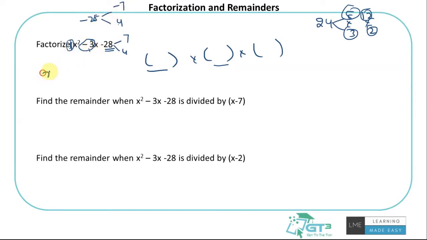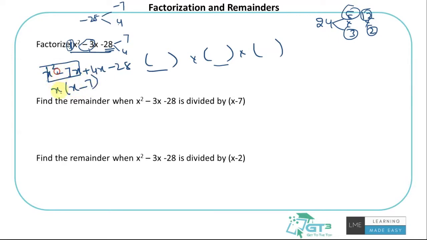So basically I can write this as x square minus 7x plus 4x minus 28. What is minus 7x plus 4x? It's minus 3x. So x square minus 7x plus 4x minus 28 is the same expression. Now if I take x common here, for these two, x into x is x square, minus 7, right?